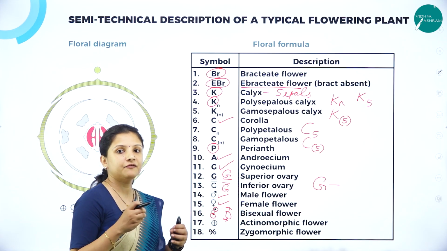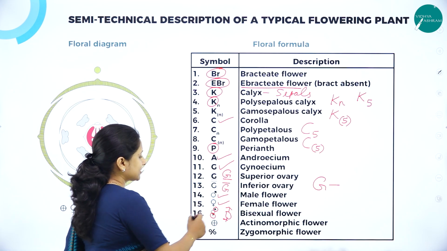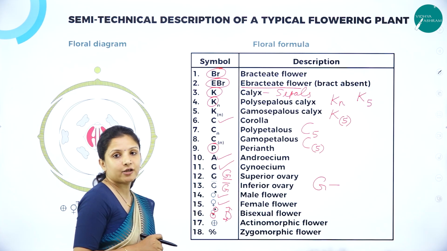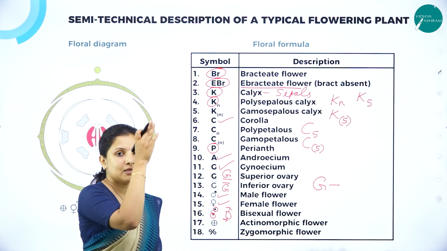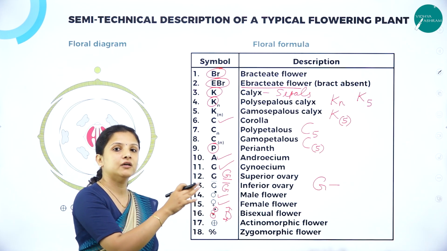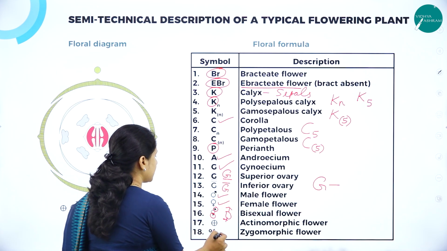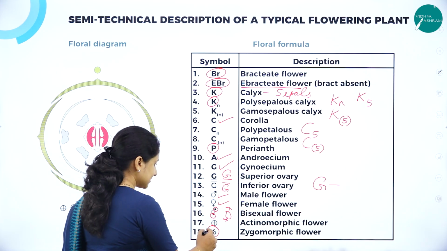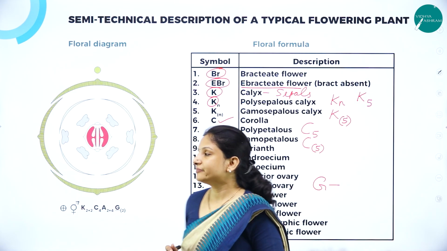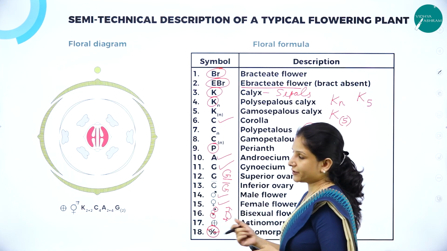Now, the symmetry: if the flower has a radial symmetry, it is an actinomorphic flower, represented by a circle with a plus sign at the center. If it is a zygomorphic flower, that is parallel symmetry wherein one half of the flower is exactly the copy of the other half, it is represented by a percentage symbol, which means that this half is exactly similar to this half. So this is about the symbols. Now let's look into how the floral diagram needs to be drawn.